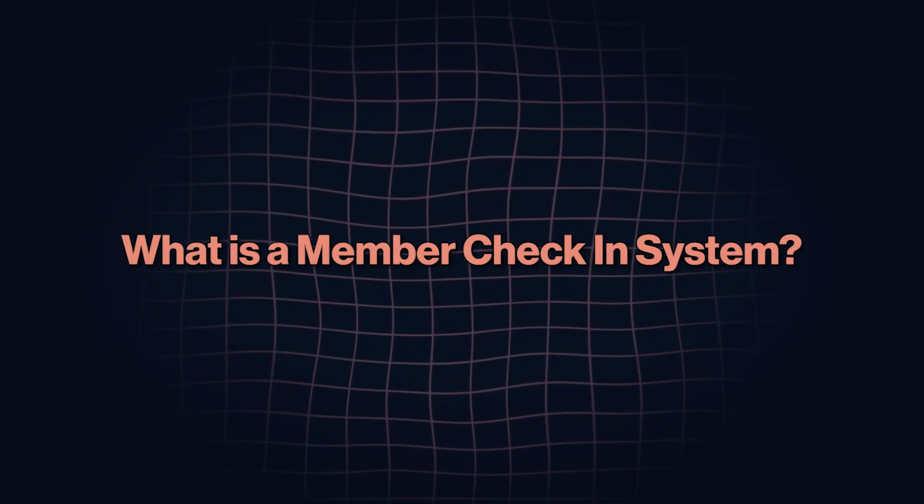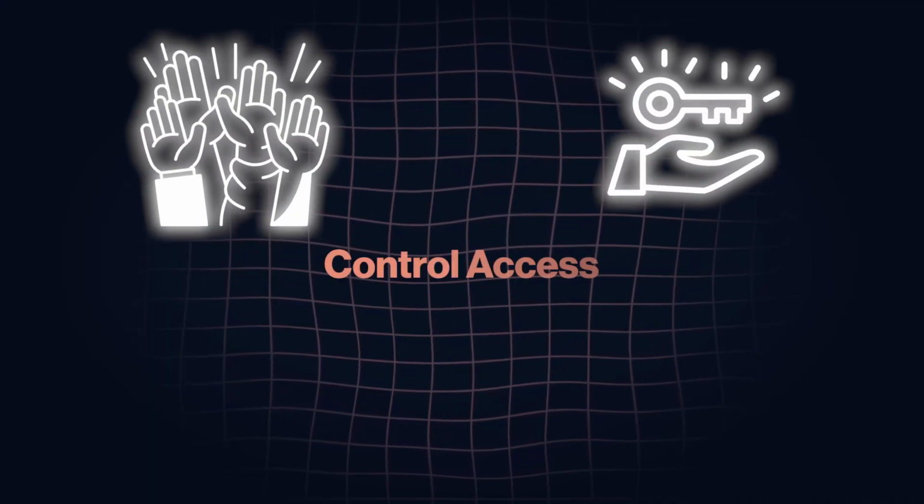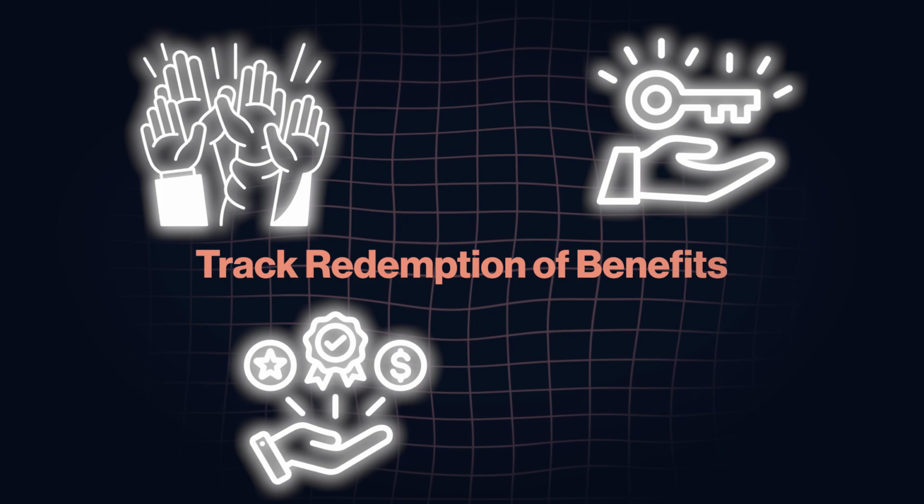What is a member check-in system? A member check-in system is an essential tool used by organizations around the world to track member engagement, control access to just members, track redemptions of benefits, and ensure safety. You can think of it like this.